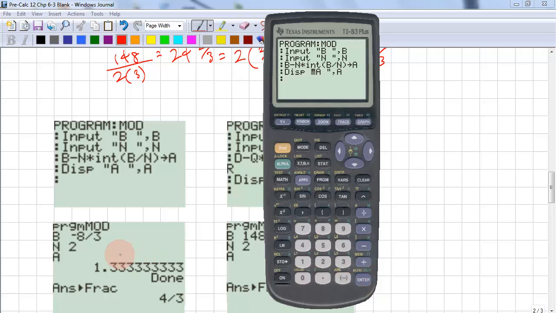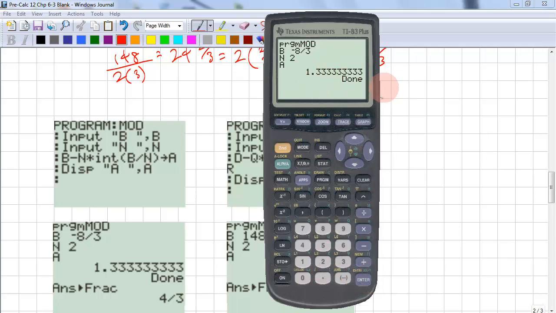So we'll do this example. To run the program, you press program, scroll down to wherever mod is, and then press enter. So B is negative 8 over 3, as in our example. Make sure you put the negative sign rather than the minus sign. Negative 8 divided by 3. N is 2 because we have 2 pi.